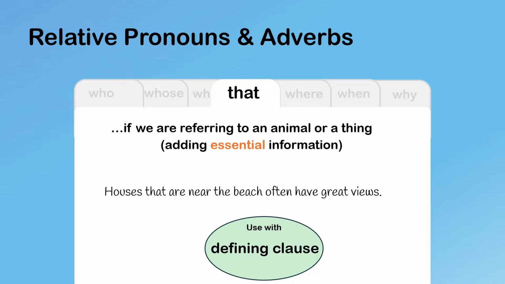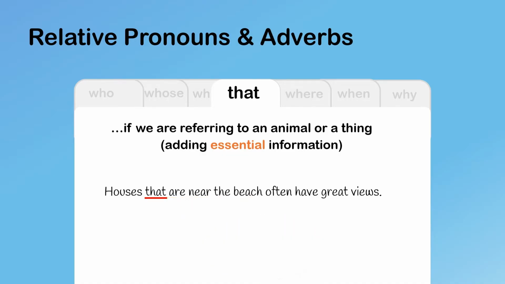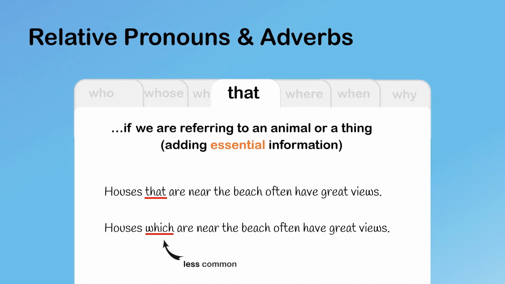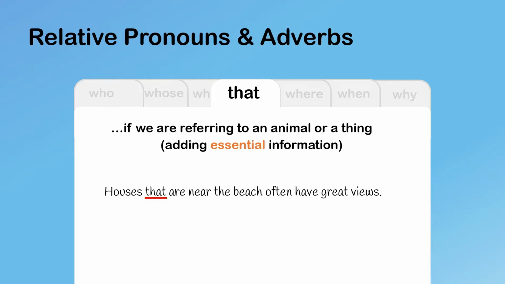This sentence still refers to houses, a thing, but this time that is used because the relative clause is defining. The information is essential. It is possible to use which with defining clauses. To use this sentence as an example, we could say, houses which are near the beach often have great views. But it is less common, and it's generally best to stick with that.